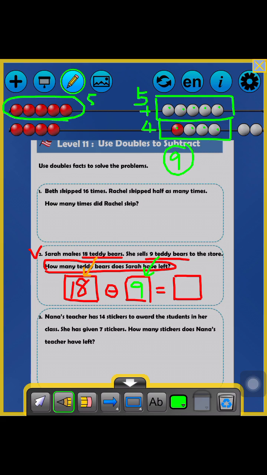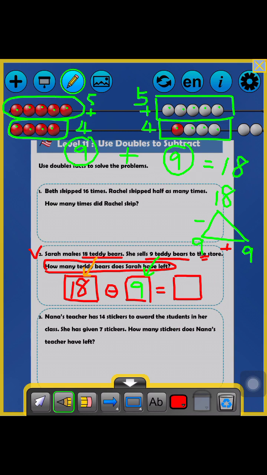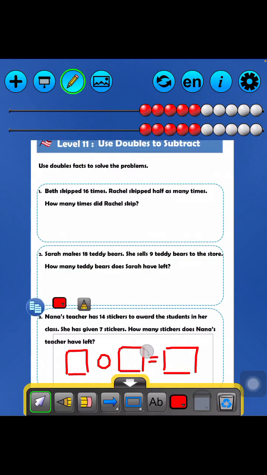How about the left hand side? Okay, 5 plus 4 again. 1, 2, 3, 4, 5, 6, 7, 8, 9. There are also 9 bits on the left hand side. So 9 plus 9 equals 18. And we write down the fact family. 18 minus 9 equals 9. And 9 plus 9 equals 18. So 18 minus 9 equals 9. Okay, we look at question 3 together.